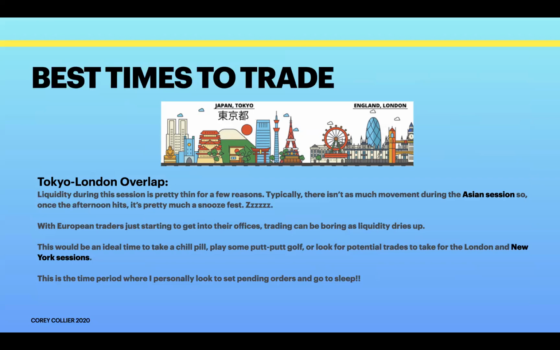The Tokyo London overlap, guys, is where I look to set my pending orders and go to sleep. Between 10:30 p.m. and 12:30 a.m. is when I'm looking to set my orders, and I go to sleep. This is going to be some powerful stuff I'm going to teach you guys. Like I said, it's not like you're watching charts all day. I do warn you, once you start to pick up on this, you're going to want to look at charts all the time.